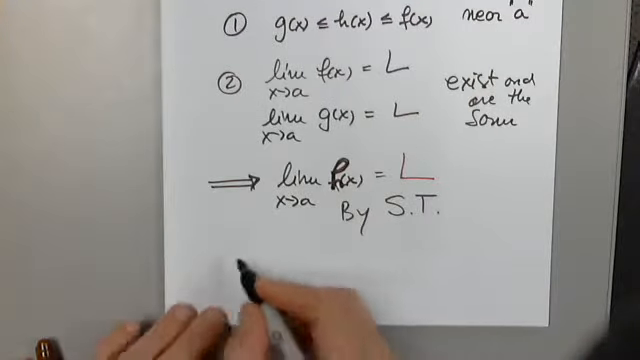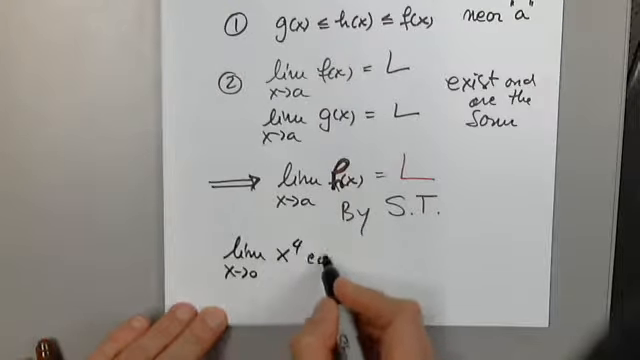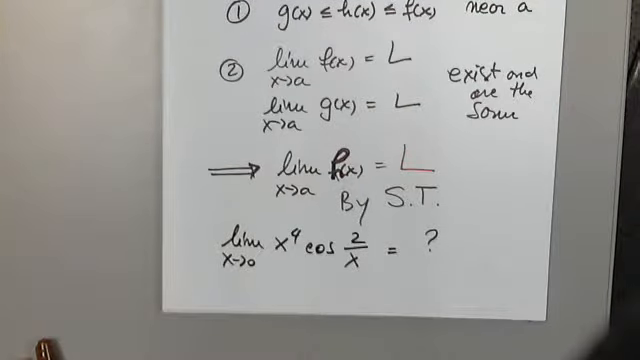Limit as x approaches 0 of x to the fourth times cosine of 2 over x. This is a typical situation in which nothing else works. Factoring doesn't work, rationalizing doesn't work, simplification doesn't work. Nothing works but the squeeze theorem.